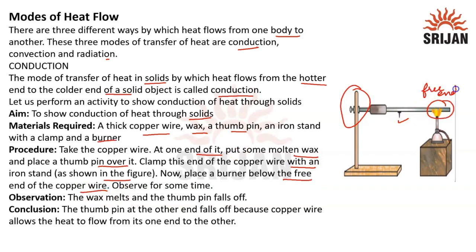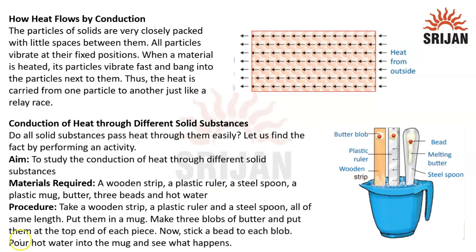This is the free end of the copper wire, and observe for some time. Now we have observed that the wax melts and the thumb pin falls off. Why has this happened? We have not heated the wax or the thumb pin, we have heated the other end of the copper wire. The thumb pin at the other end falls off because copper wire allows the heat to flow from one end to another. So heat has flowed from the free end to the other end of the copper wire. That's why the wax has melted and the thumb pin has fallen off. So here we can see how heat flows by conduction.